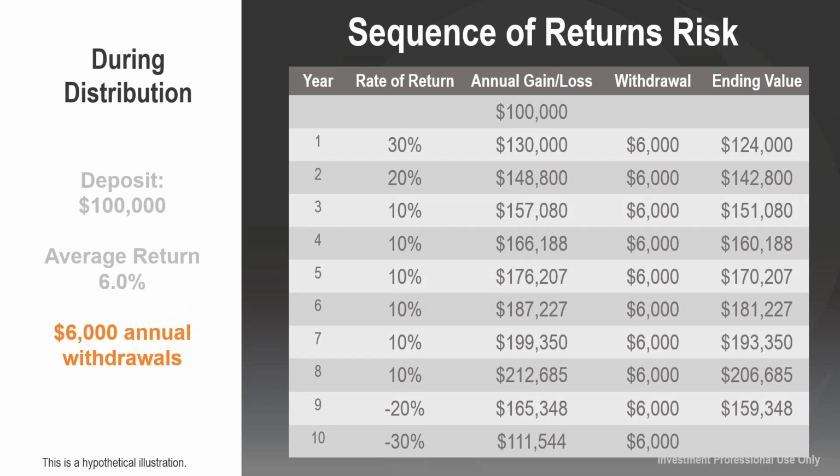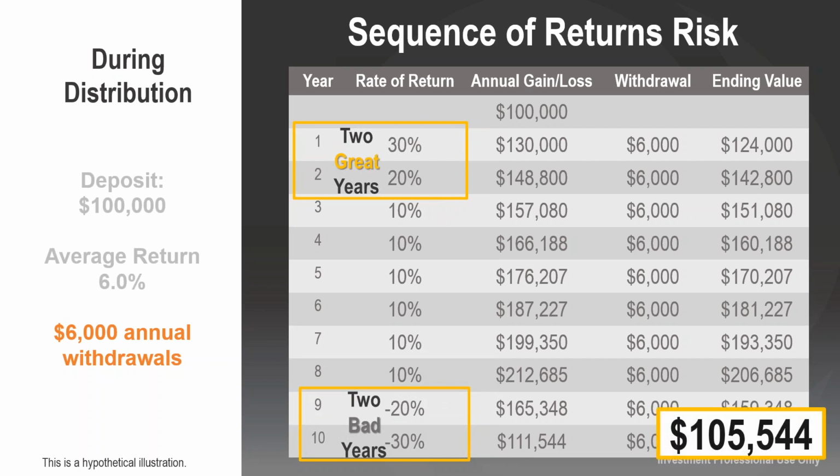But what happens if you're in the distribution phase of the money cycle? Same $100,000, same 6% rate of return, but we're drawing $6,000 a year out of this account. We got the positive years early on, the negative years later on, same 10s in the middle. You end with $105,000. Not bad, right? You drew out $60,000 over those 10 years, and you still have over $100,000 left.